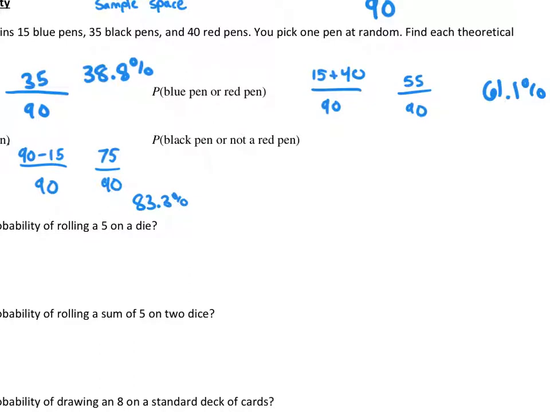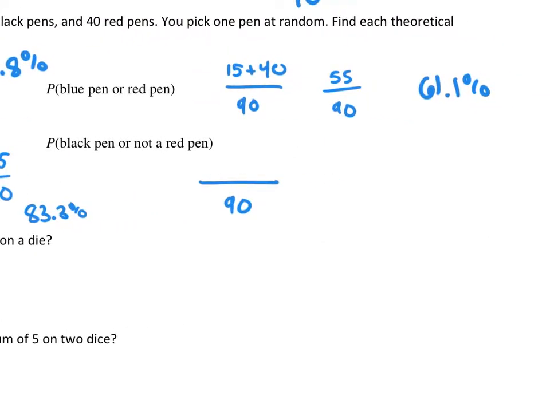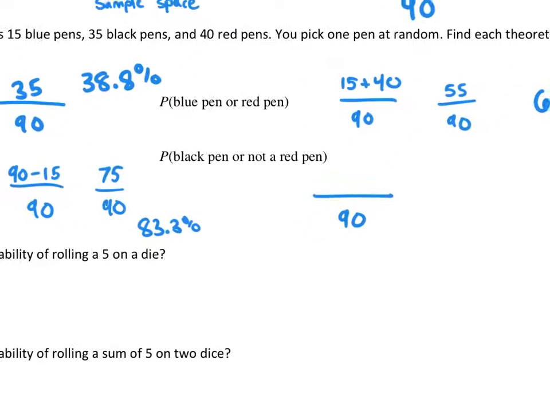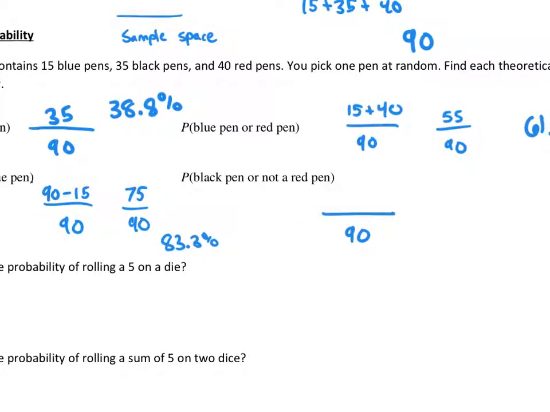And then we want the probability of black pin or not a red pin. And so what we have to be careful of is as the events start to get more complicated, we have to pay a little bit more attention. Yes, our sample space is still 90, but here's what we'll have to do. We'll have to think hard about what it means to not get a red pin.